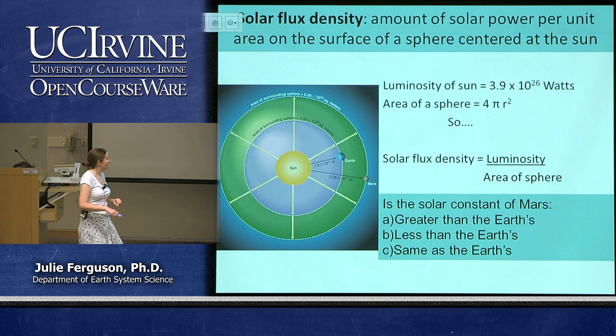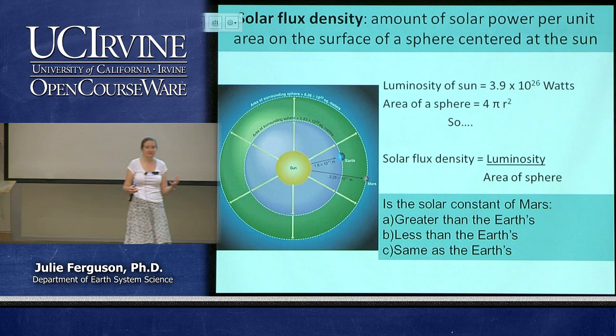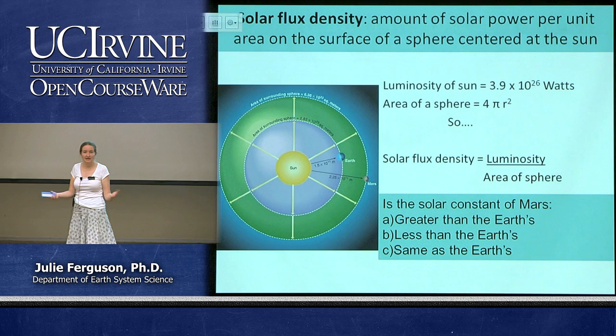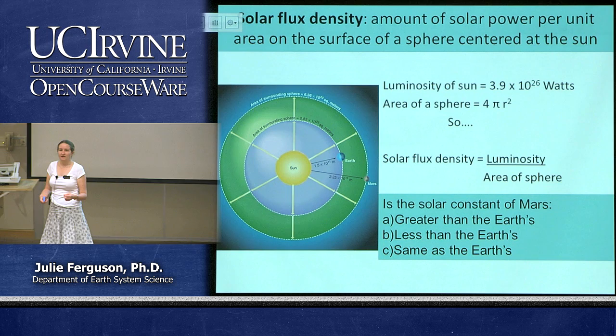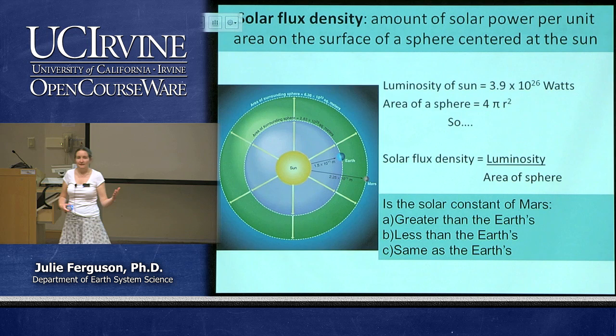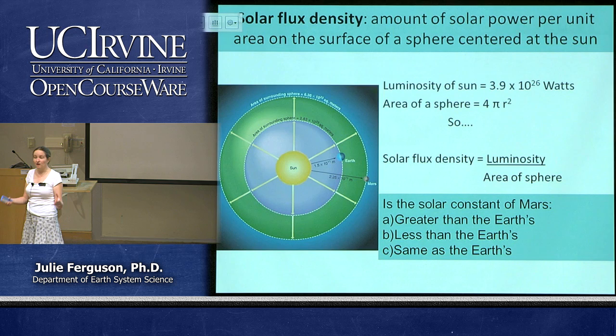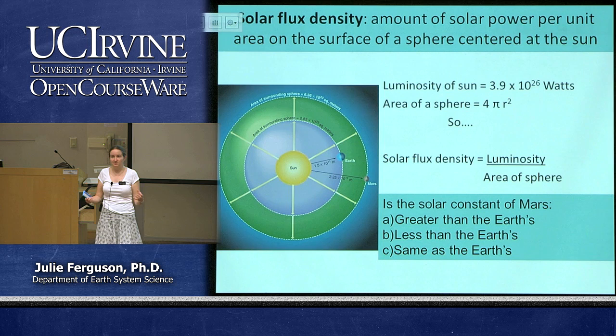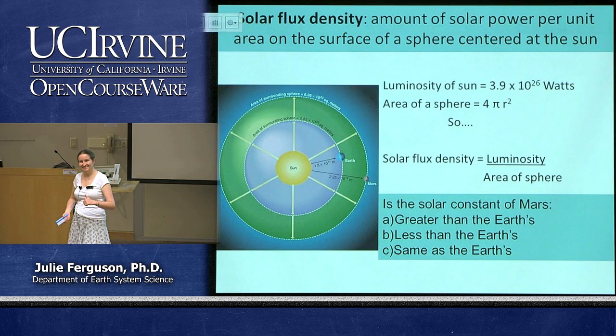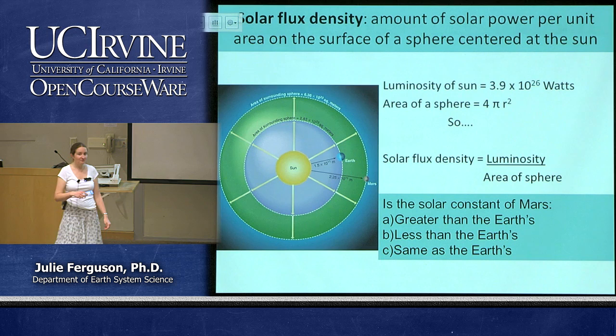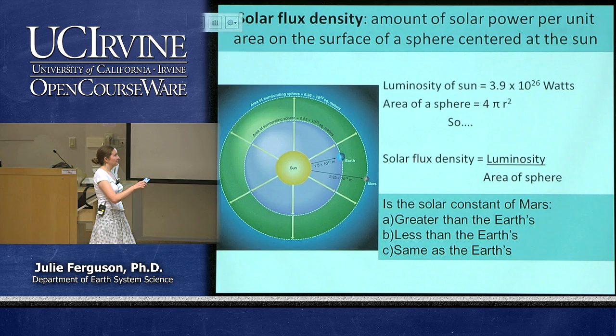Do you remember we said that the solar flux density is the luminosity? Is that different between the Earth and Mars? No, it's still the same. It's still the solar luminosity of the sun. But now we have to calculate the area of the sphere. Before we used the radius of the Earth from the sun, and now we're going to use the radius of Mars from the sun. And Mars is further away, so that R is greater. So if we're dividing the luminosity by a larger number, then we're going to get less. Yes? Hopefully. If you ever want me to go over anything again, then please do raise your hand and wave at me. Okay?